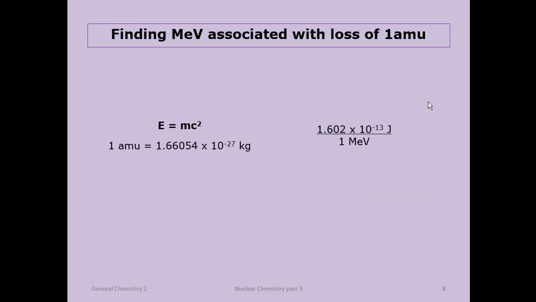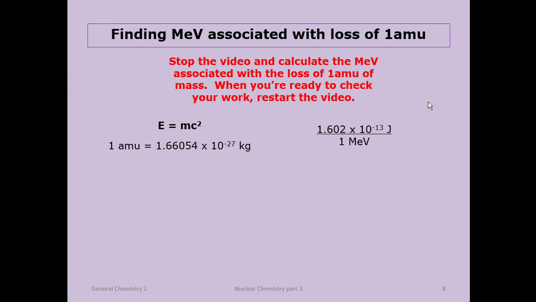So let's do a little calculation. This would be good to get you moving. Why don't you find the mega electron volts associated with the loss of just one atomic mass unit? Remember to use Einstein's equation. I'm going to remind you of the conversion: there's 1.602 times 10 to the minus 13th joules in every mega electron volt. At this point, what I'd like you to do is stop the video, try your calculation, and use your dimensional analysis. When you are done and comfortable with your answer, you can restart the video and check your work.